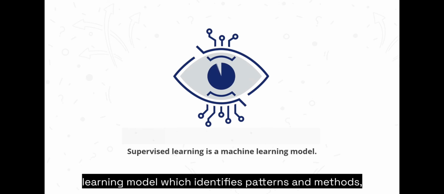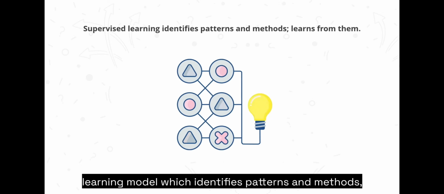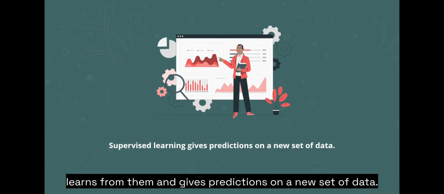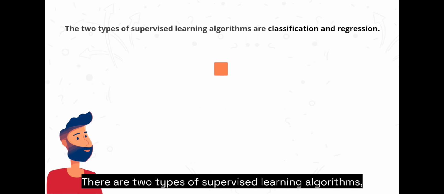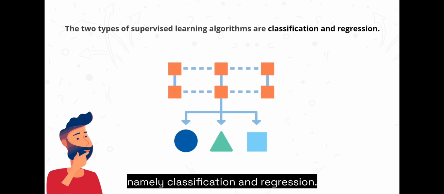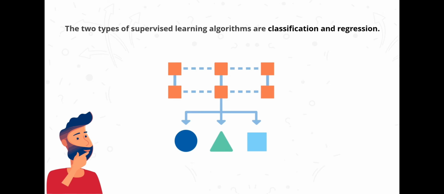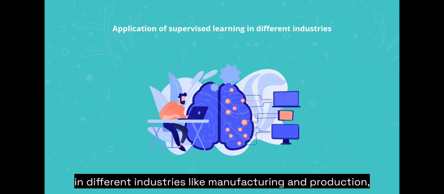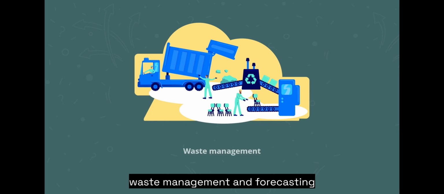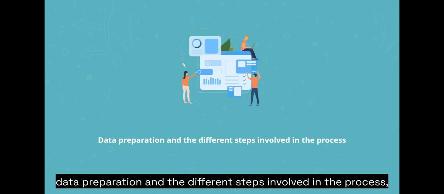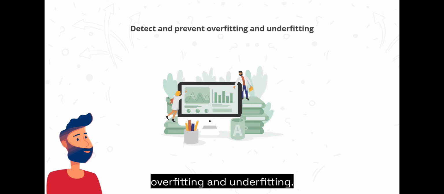Let's have a quick recap of the lesson. We learned that supervised learning is a machine learning model which identifies patterns and methods, learns from them, and gives predictions on a new set of data. There are two types of supervised learning algorithms, namely classification and regression. We also discussed the application of supervised learning in different industries like manufacturing and production, waste management and forecasting, data preparation, and the different steps involved in the process. How to detect and prevent overfitting and underfitting.